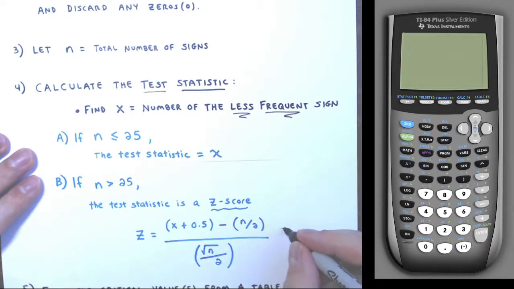Now if you'd like, you could also write this, if I take this fraction here and multiply the numerator and denominator by 2, this would be 2x plus 1 minus n, if I multiply each of these terms up here by 2, and then divided by the square root of n, where I multiply the denominator by 2 as well, and they'll cancel the 2, leaving me with just the square root of n. So that's equally valid.